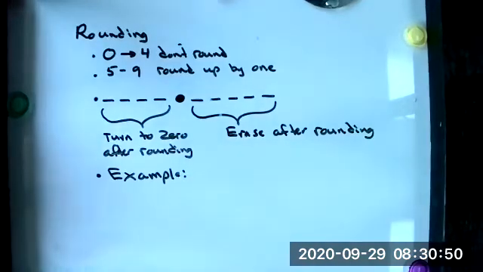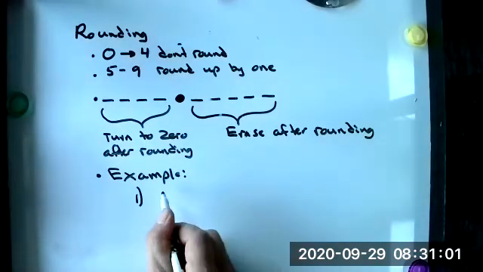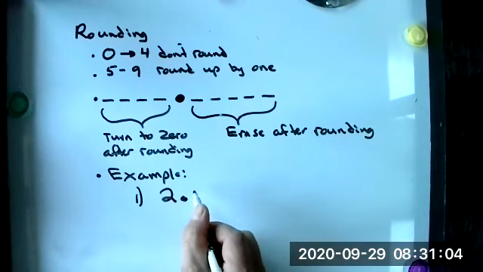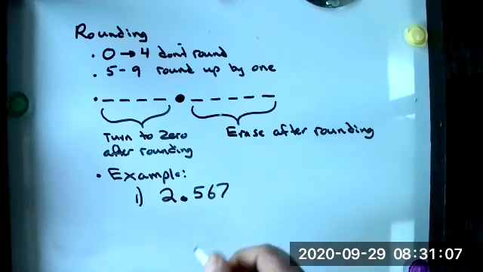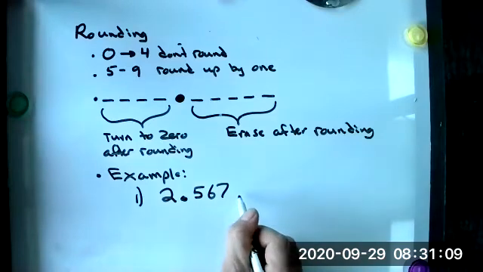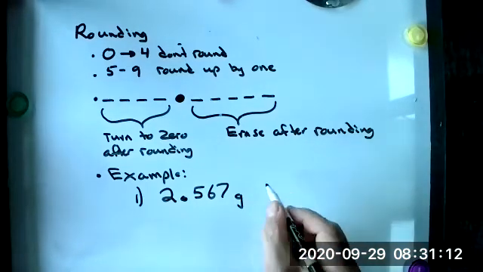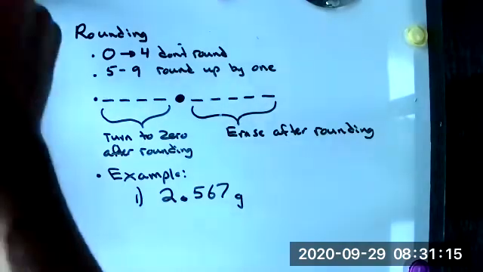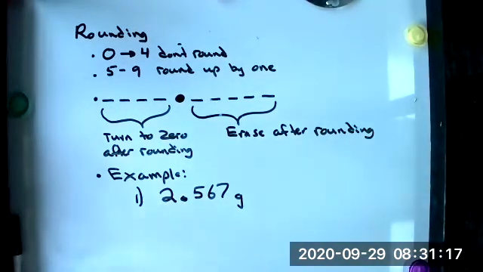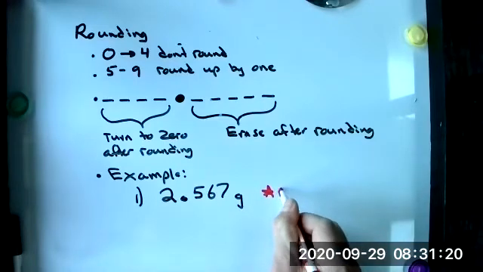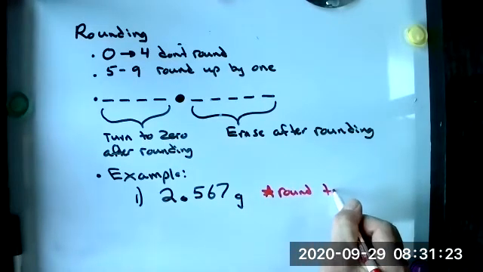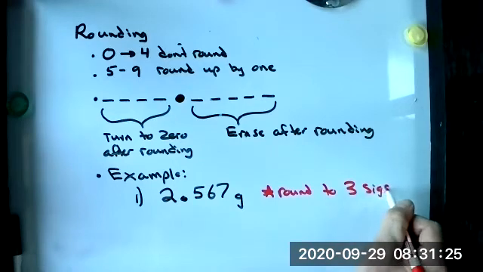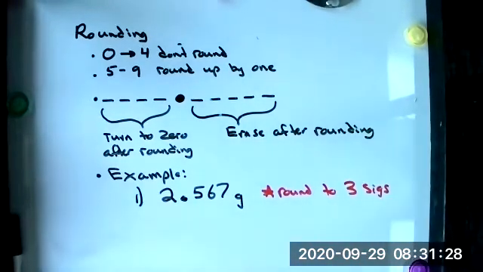I'm going to change the number of significant digits I want in the final answer for these, so it's not all going to be the same. So like number 1, let's say in your calculator you have 2.567. Let's say you were messing with the measurement of mass. And now you realize, oh shoot, I only want 3 sigs. So let's round to 3 significant digits as your so-called final answer.